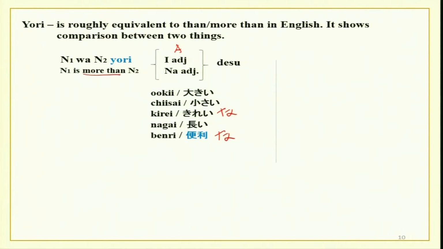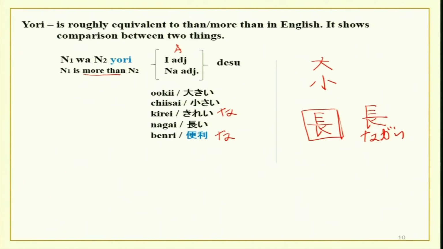So well, very quickly we will do the kanji also. So oki you have done, this is the character. Chisai, very simple. Kirei is a difficult kanji, and most of the time it is written in hiragana, so you don't have to bother with the kanji at the moment. Nagai is 1, 2, 3, 4 and 5. And then like this and like this. So, nagai. So, 1, 2, 3, 4, 5, 6, 7 and 8. Nagai.